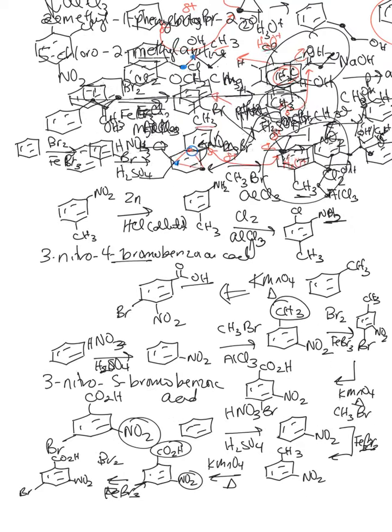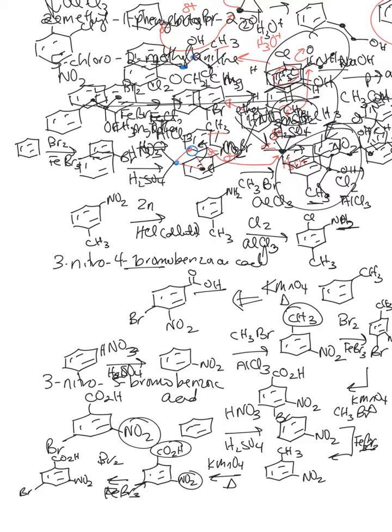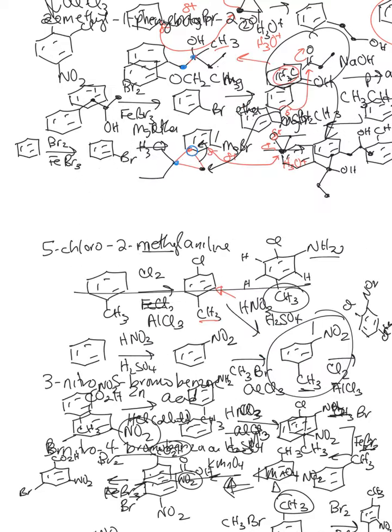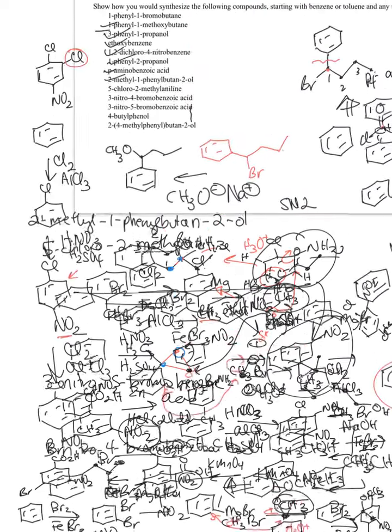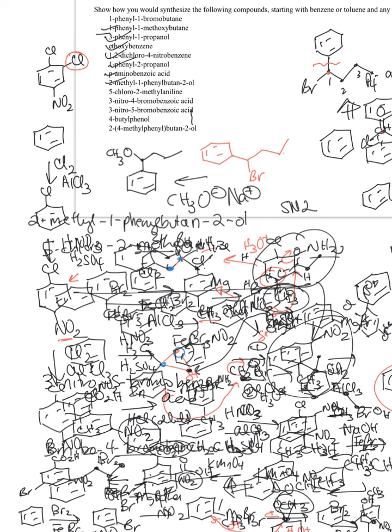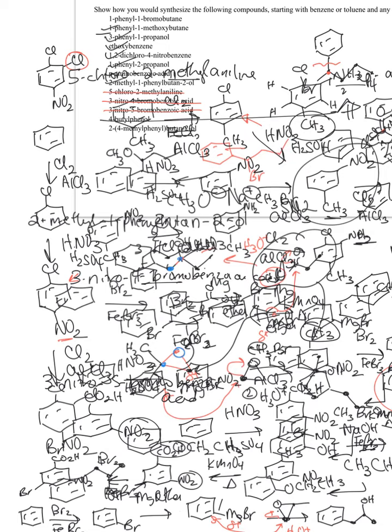Okay, so that was 3-nitro-5-bromobenzene. The next one is, here, let's just check these off. We've done this one and this one and this one. So we got 4-butylphenyl. Okay, so we got 2 more.